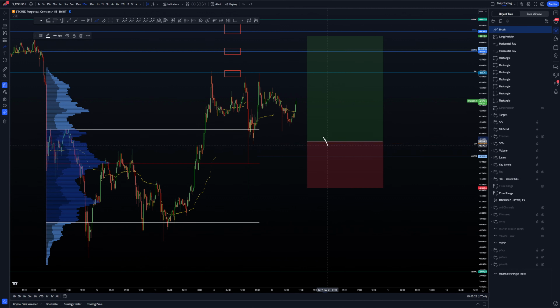Okay, we can look for a bigger swing failure pattern below here into the daily negative point of control plus the point of control. If we start breaking this zone of price, and by the way this point of control here, we are more likely going to look for a new low to be made.